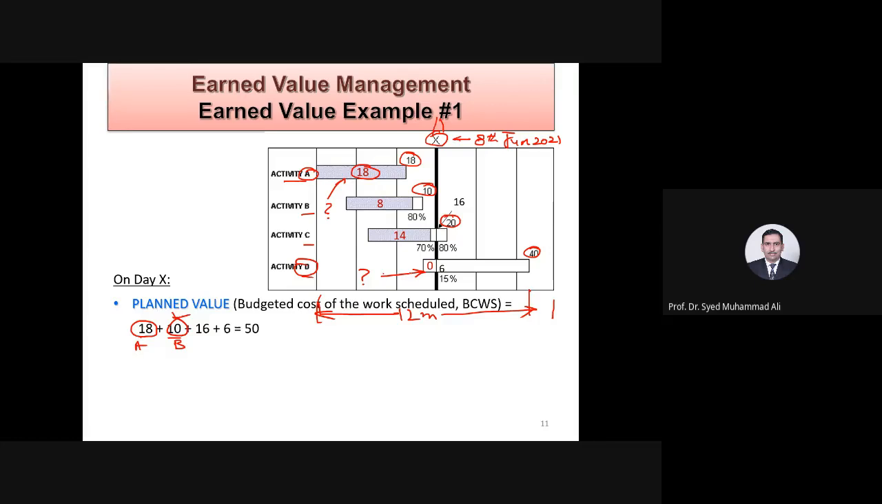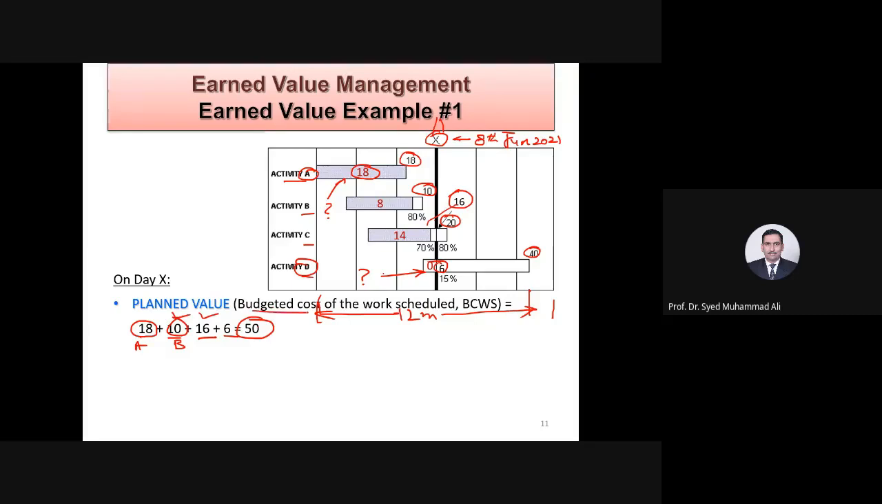Okay, on the X date, how much should the value of C be? 16. Yes, 16. And on the X date, how much should have been the D activity? 6. Yes. So when you sum them up, it is 50.